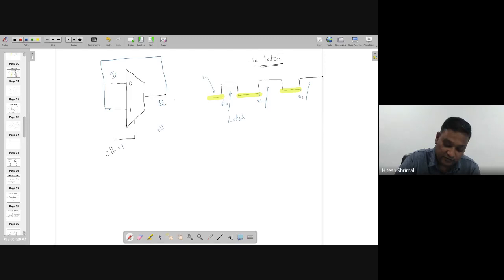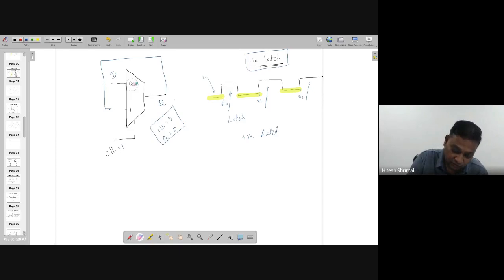When clock equal to 0, Q equal to D. And when clock equal to 1, Q(t+1) is equal to Q(t), or the previous state, right? Or it will latch that, right? So this is the way you can make negative edge, negative latch.